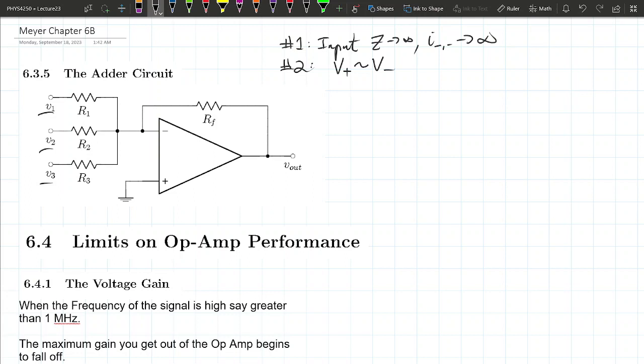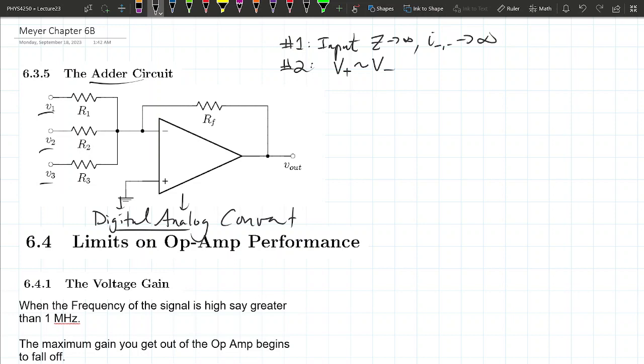And typically this is used as what's known as a digital to analog converter. We haven't talked about what digital means yet, so that's why the book doesn't call it the digital to analog converter, but this is basically what that is. But they call it an adder circuit right here.